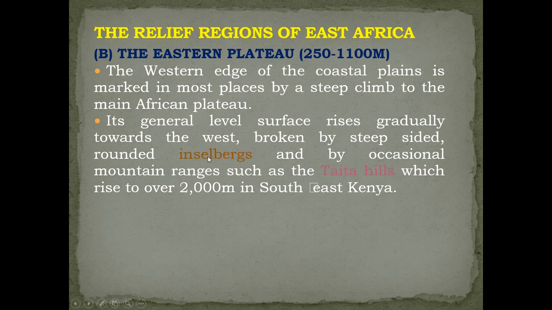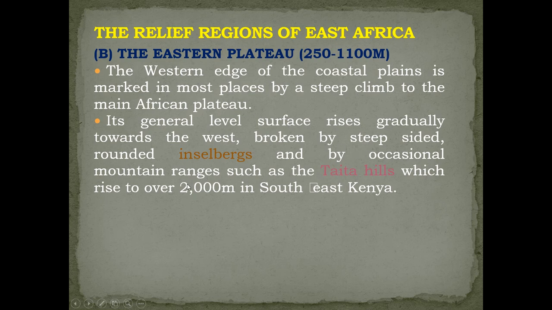An inselberg is an example of a plateau, and by definition, an inselberg is an isolated hill in a relatively flat area. So there are so many inselbergs which are found in this eastern plateau. And there are some mountain ranges.